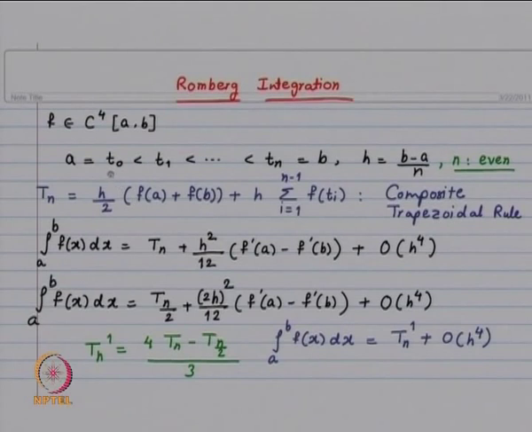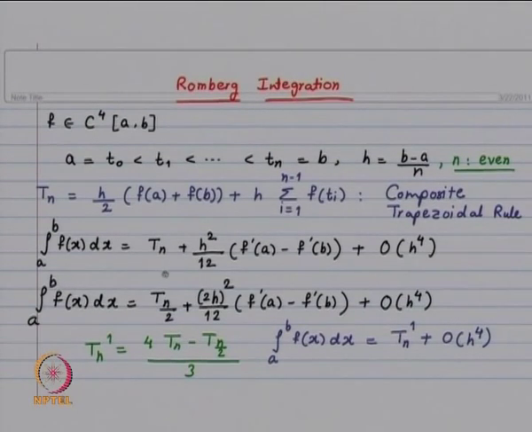The composite trapezoidal rule associated with this partition is given by, at the two end points the weight is h by 2. So, h by 2 times f a plus f b, and at the interior partition points, that means t 1, t 2, t n minus 1, the weight is going to be h. So, this is the composite trapezoidal rule. Now, integral a to b f x d x is t n plus the term h square by 12 times f dash a minus f dash b, plus a term of the order of h raised to 4. If you look at f dash a minus f dash b by 12, there is no h coming into the picture. So, this term is independent of the partition.